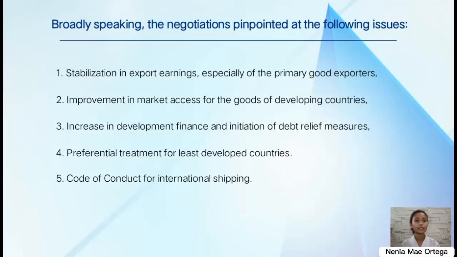Last is the Code of Conduct for the Liner Conferences. So the UNCTAD helped to adopt the United Nations Convention on a Code of Conduct for Liner Conferences in 1974, which allowed developing countries to get an equal share in merchant fleets. This was followed by other conventions related to multimodal transportation, registration of ships, and maritime liens and mortgages.